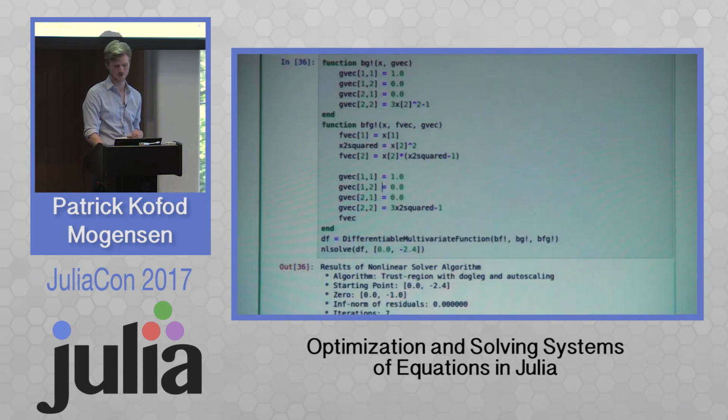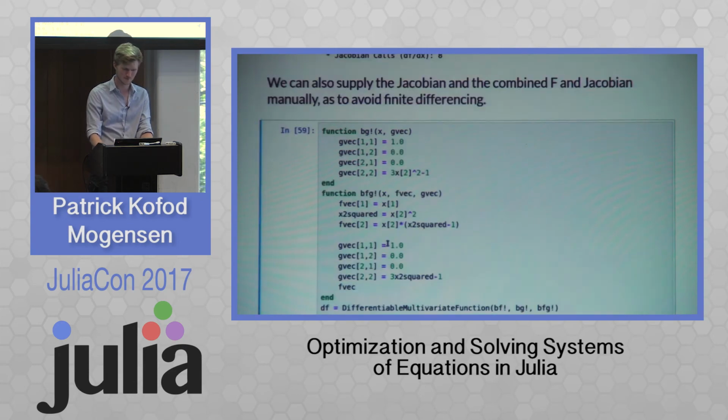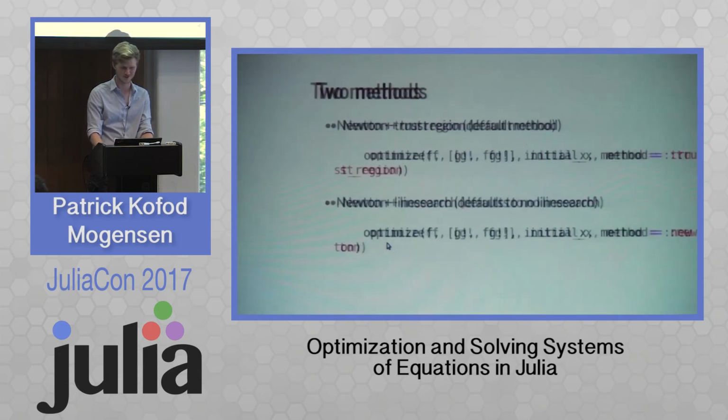And then you can also provide a gradient here, or this is the Jacobian, but NLsolve has always called it g anyway. And you can also provide a function that calculates the F vector and the Jacobian at the same time. And anyway, you can solve these systems of equations.